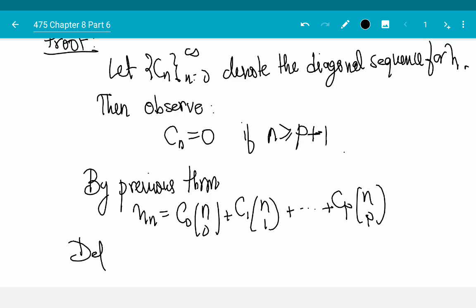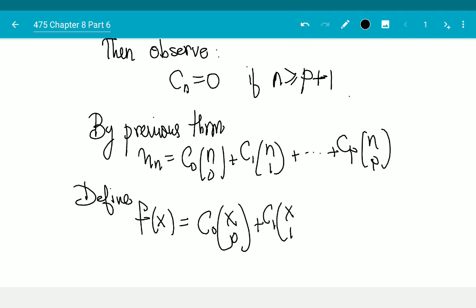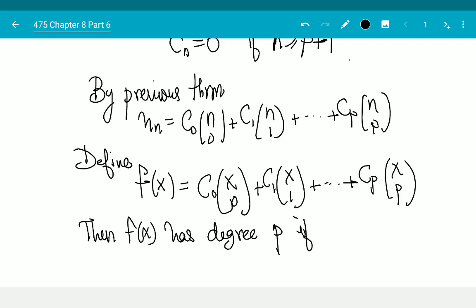Then define f of x to be equal to C0 x choose 0 plus C1 x choose 1 plus ... Cp x choose p. Okay. Then f of x has degree p if Cp is not equal to 0, right?